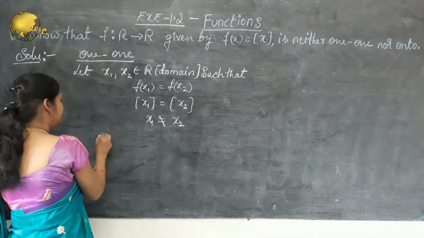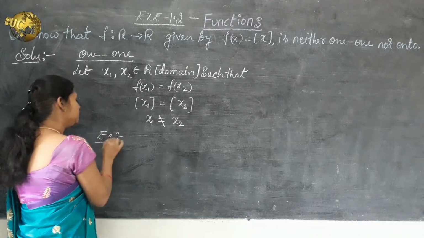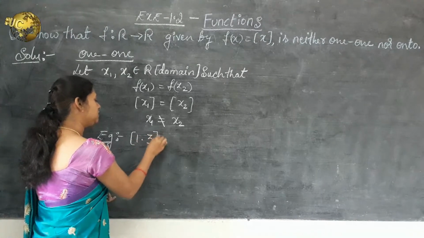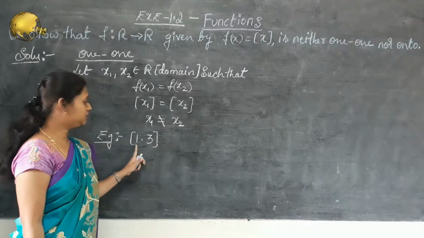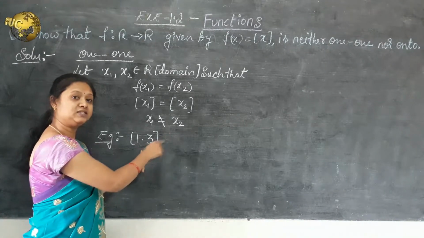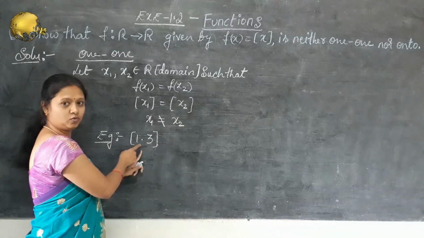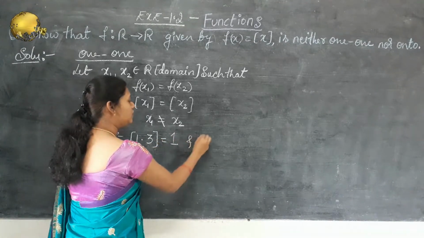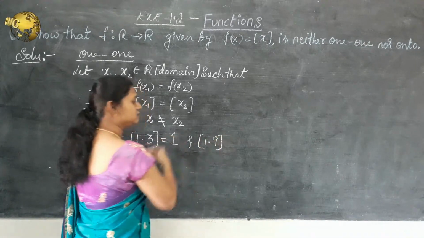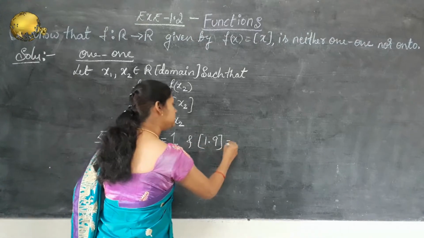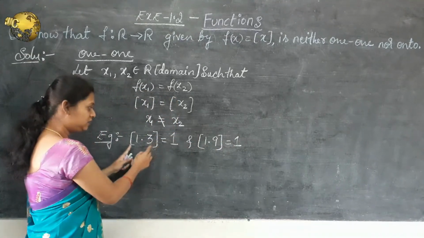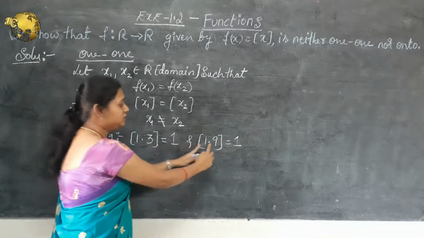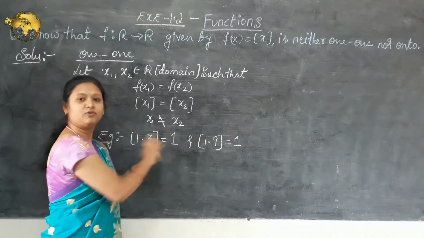Let us learn it by example. Okay? So you know the concept of greatest integer, right? Let us see what is the greatest integer value of 1.3. As you know, its value will always remain less than or equal to the number itself. What is the integer here? 1. So the greatest integer value of 1.3 is 1. And what is the greatest integer value of 1.9? The greatest integer value of 1.9 is also 1. That means they both have only one image.